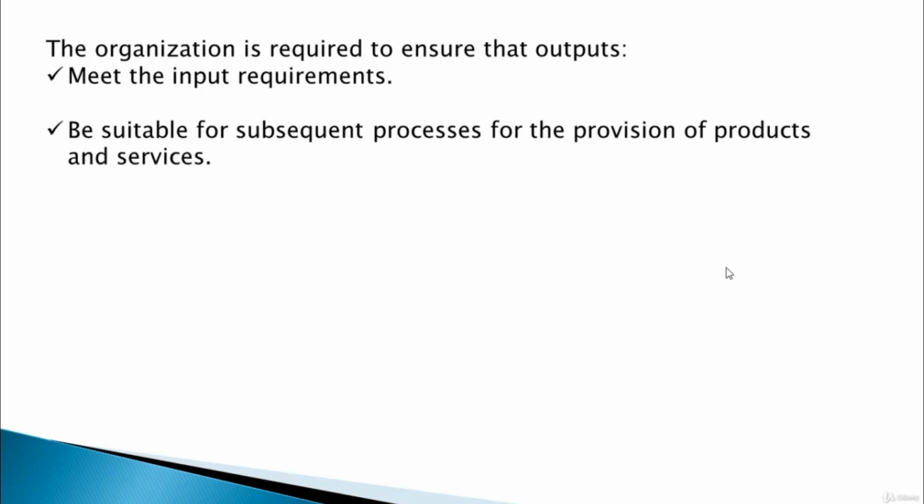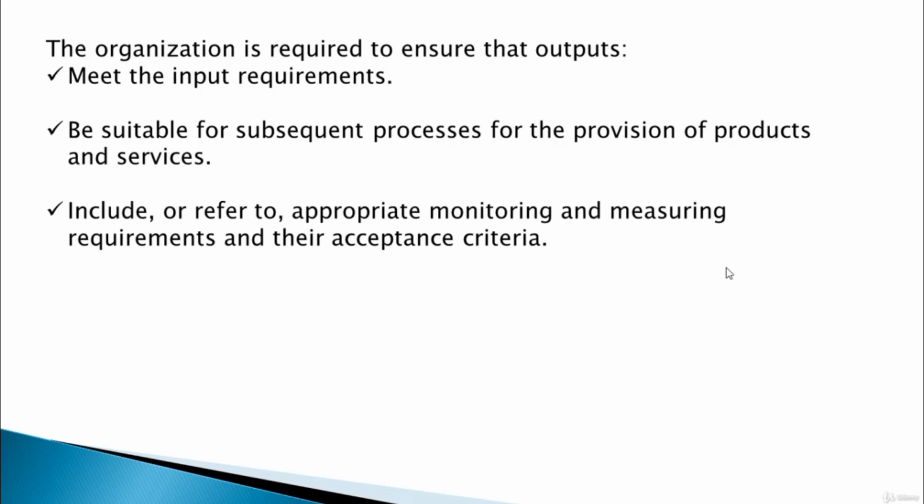Second, the outputs should be suitable for subsequent processes for the provision of products and services. In other words, it should be very clear that the quality management system of the organization is able to produce products or services with specification, rules and regulations. And also the outputs should include or refer to appropriate monitoring and measuring requirements and their acceptance criteria. This can be accomplished by very close communication with customers and other stakeholders in the process.